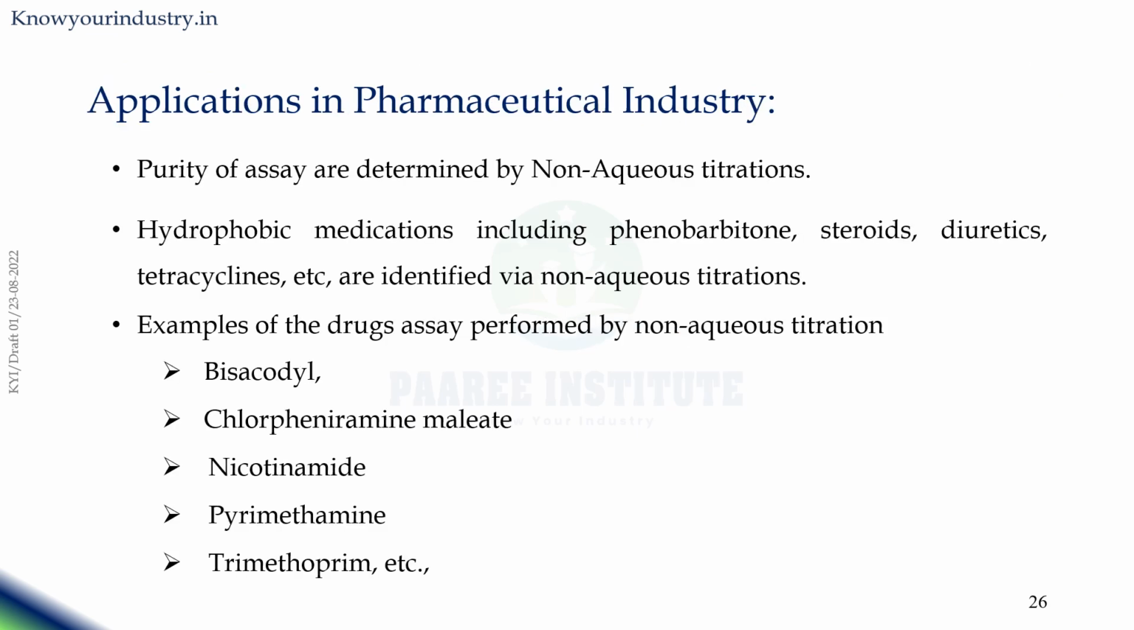Non-aqueous titrations are widely used titrimetric methods in the pharmaceutical industry for the determination of assay or purity of drugs or chemical compounds. The drugs include phenobarbital, steroids, diuretics, tetracyclines, etc., and other drugs like bisacodyl, chlorpheniramine maleate, nicotinamide, pyrimethamine, trimethoprim, etc. can be analyzed by non-aqueous titrations. Though advanced analytical methods are available today to determine these compounds for assay and purity, we can still use non-aqueous titrations to determine the assay of these compounds.